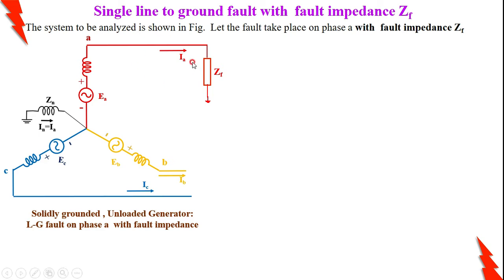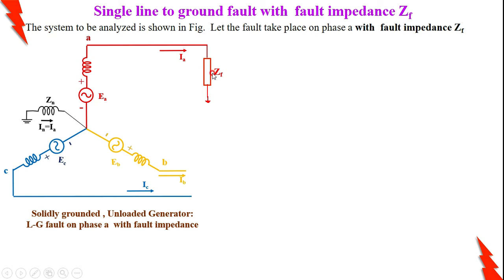For this, you have to write the boundary conditions. The first thing is the fault current is nothing but Ia here. When there is a direct short circuit without a fault impedance, whenever a short circuit occurs, the voltage is 0. But here, the short circuit is occurring through an impedance of ZF. Therefore, VA is not equal to 0. Here, VA is equal to IA into ZF.